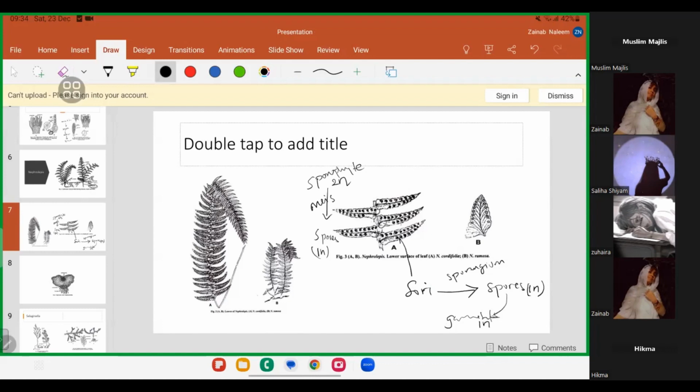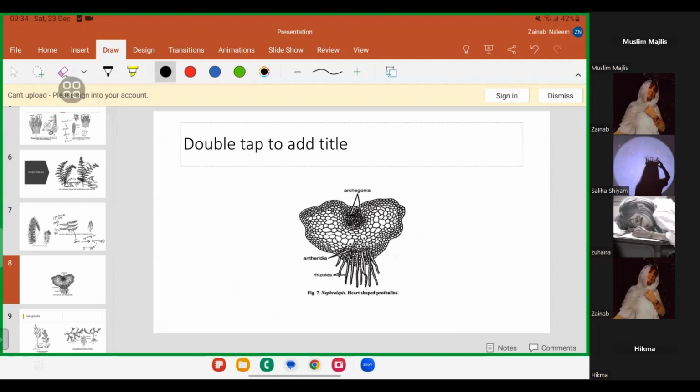Okay, the gametophyte is a heart-shaped, small, macroscopic, green-colored photosynthetic thallus. So this is the gametophyte. It is a small one. You can see it with your naked eye. It is like a heart-shaped, small leaf-like thing. It is heart-shaped and it is macroscopic, which means you can see it with your naked eye, and it is green in color, which means it photosynthesizes.